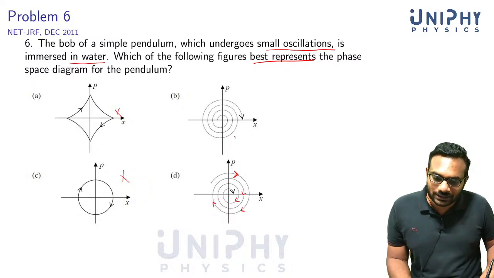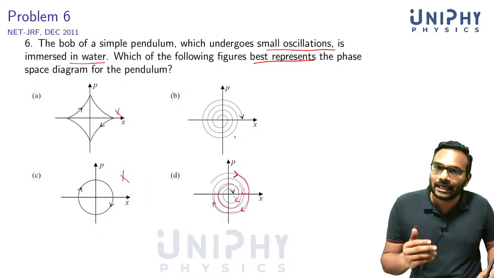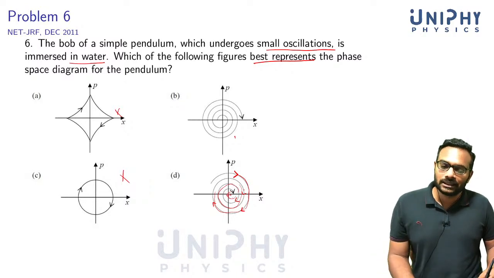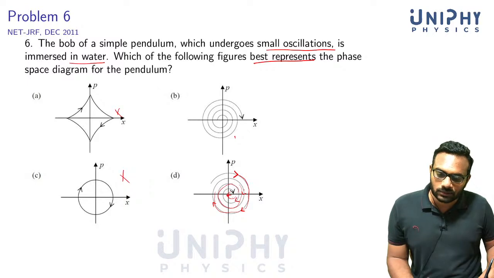So you see that it starts at a higher energy, it loses energy, and it goes to an inner surface, a line of lower energy, and finally it approaches the equilibrium point.